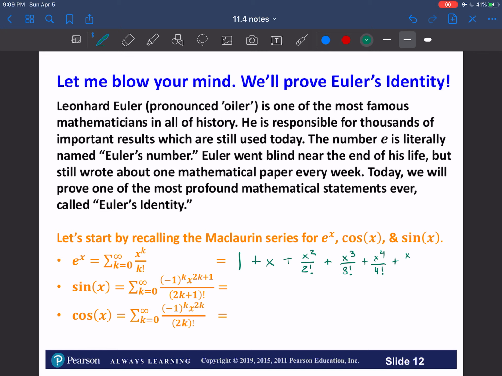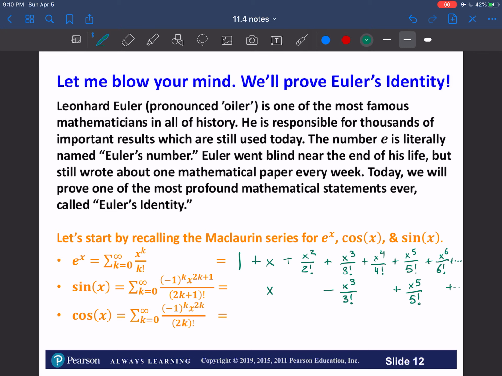Plus x to the 5th over 5 factorial plus x to the 6th over 6 factorial, and this goes on and on. All right, the Maclaurin series expansion for sine of x is x minus x cubed over 3 factorial plus x to the 5th over 5 factorial, and then this goes on and on. And you'll see why I spaced it out like this in just a second.